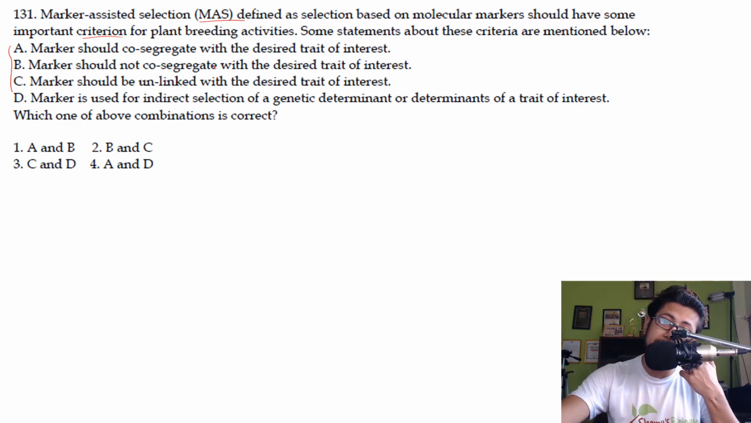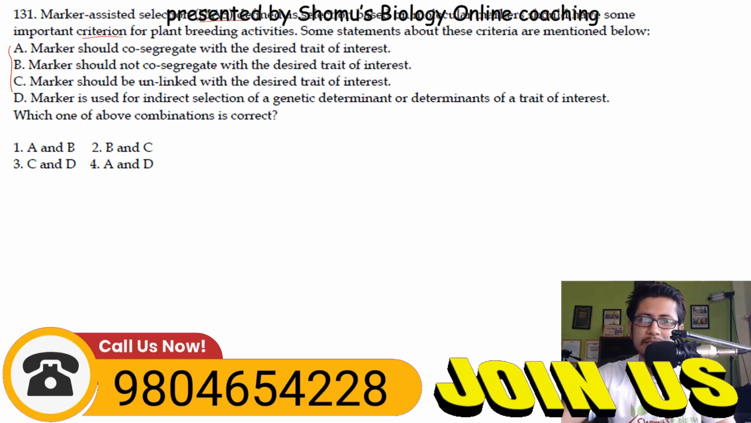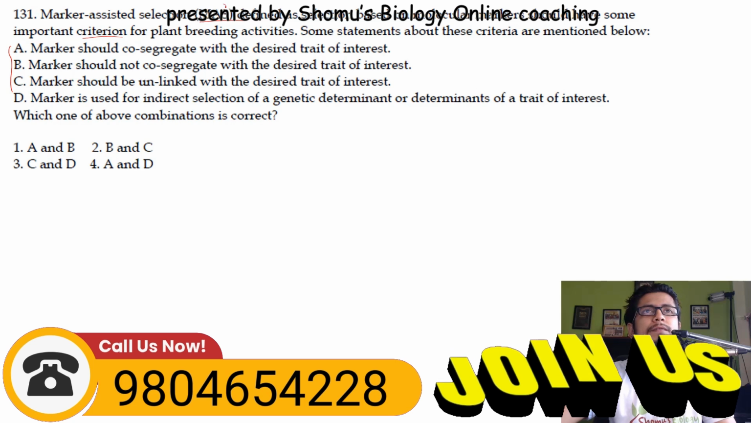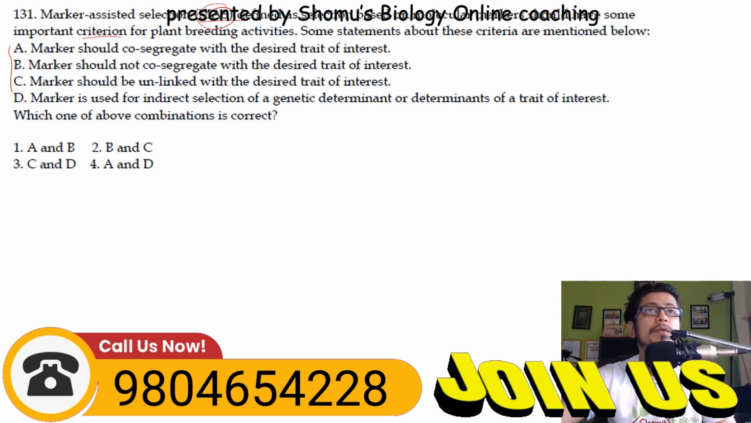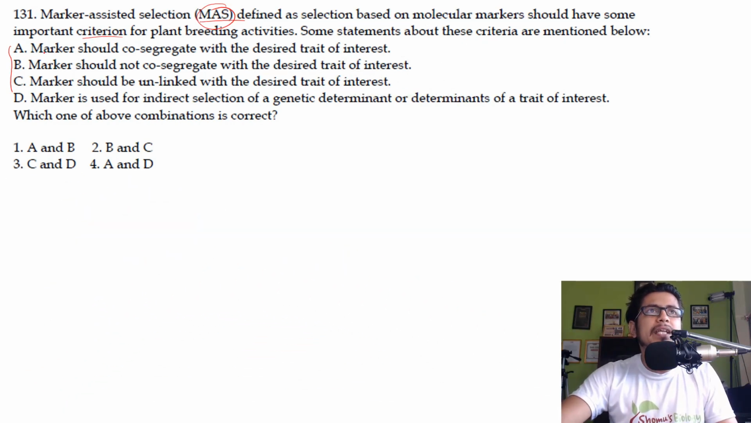If you don't know about marker assisted selection, you cannot answer this question. If you heard this term for the first time, you cannot answer the question. If you know, then only attempt it, otherwise leave it. Now the statements are: A, markers should co-segregate with the desired trait of interest.